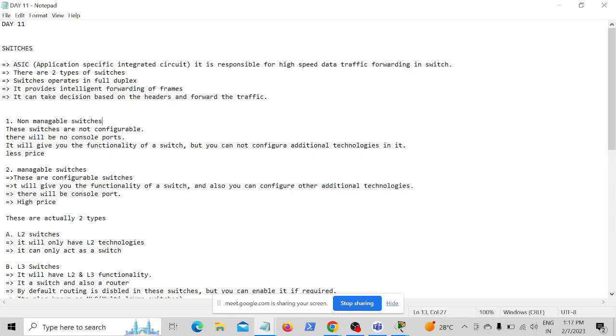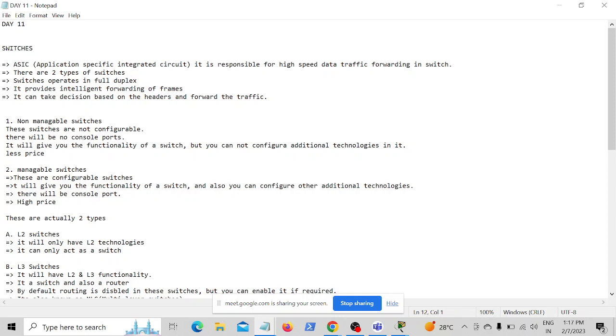We discussed yesterday about the encapsulation and decapsulation process. You can open that PDF and go through it. What is a frame? What is a packet? What is a segment? You can see over there. And switches do intelligent forwarding of frames. They take decisions based on headers and forward the traffic.